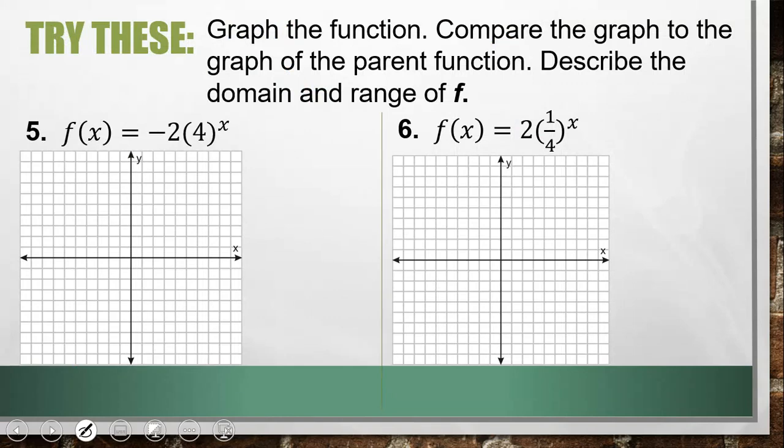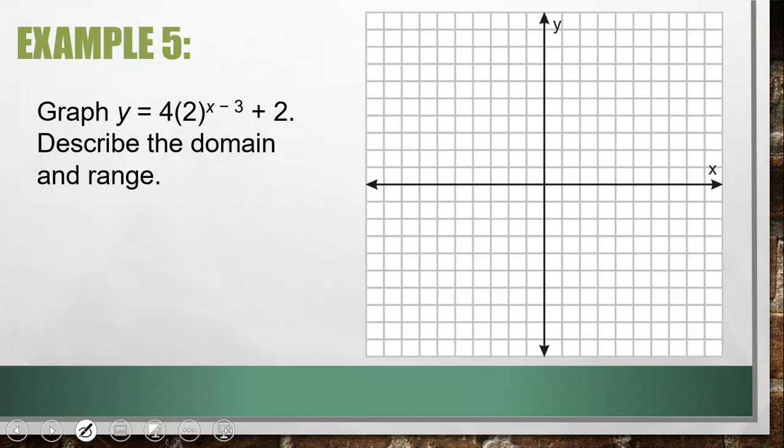We'll look at the try these in class. Let's keep going. So now we have a little bit different here because we've added a couple new options. We've got not just raised to the x, but to the x minus 3, and then we've added this +2. But we're going to go through the same process that we were doing before. We're going to create that table of values.